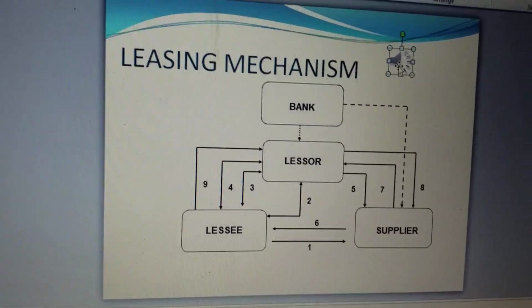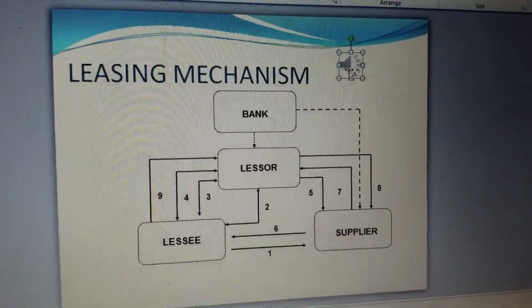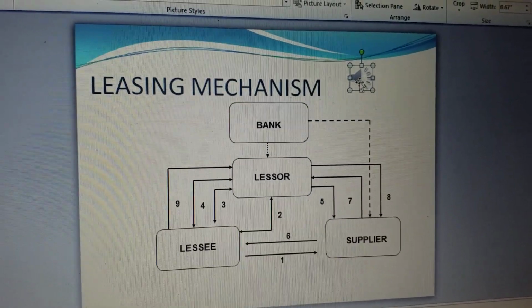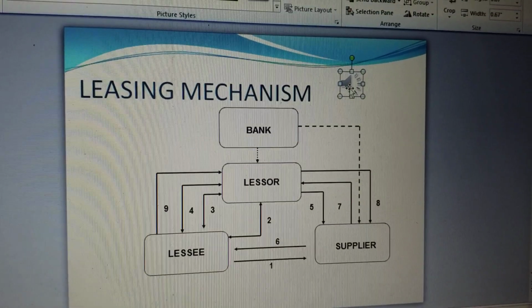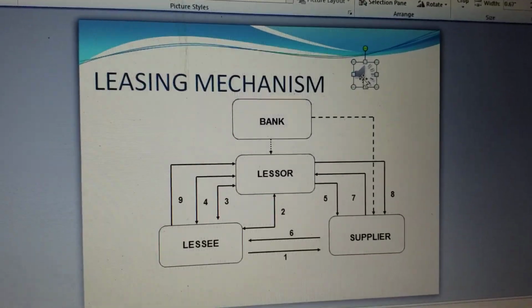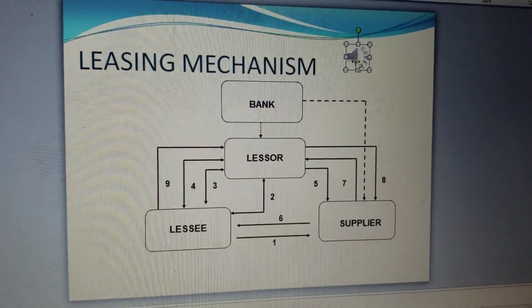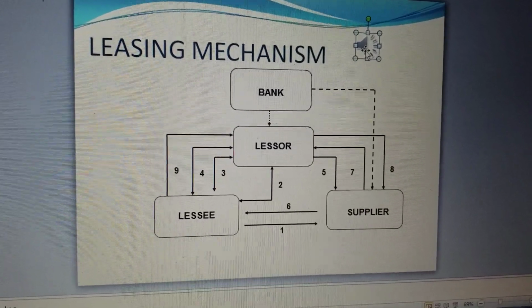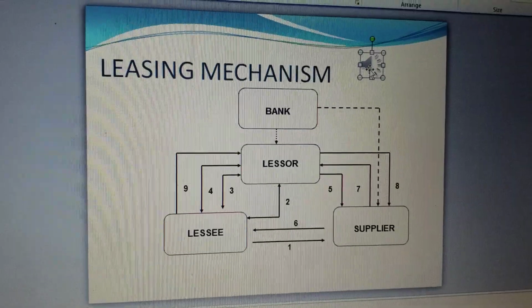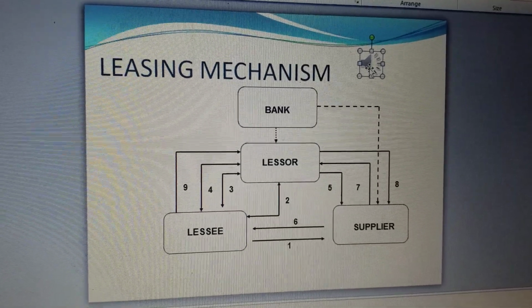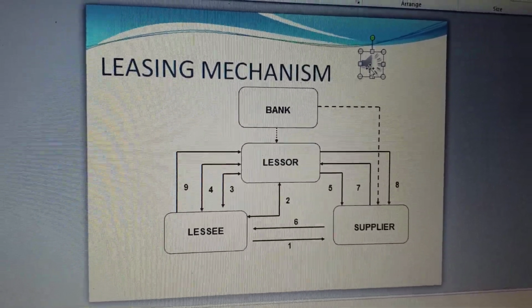You take a look at the options of machines provided by the supplier, and then you choose one. After you confirm, you can go to the lessor. So the lessee goes to the lessor as the financing company. You tell the lessor what you want, that you need a machine to develop the production in your company.